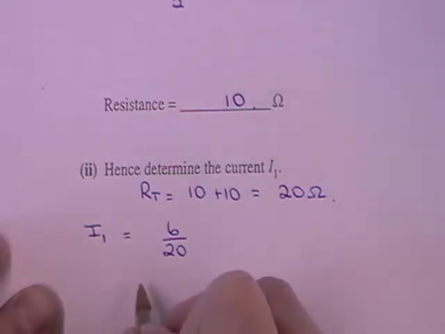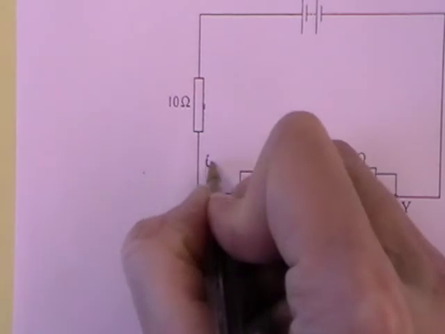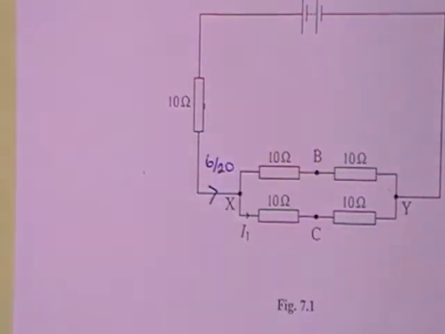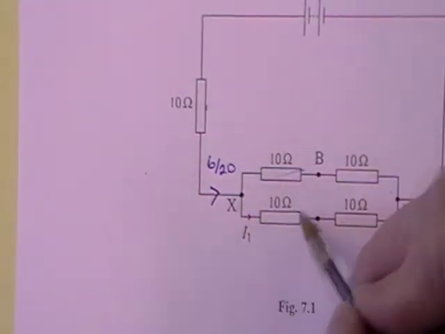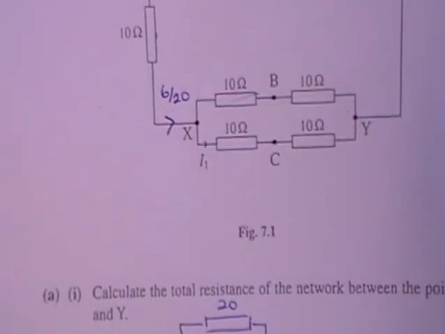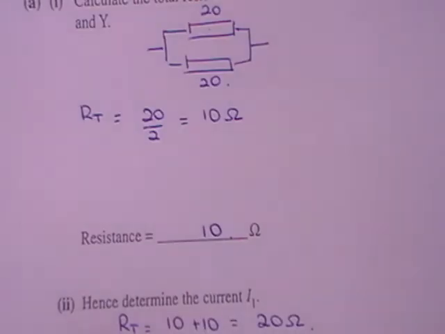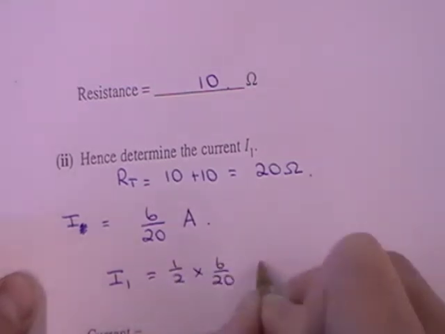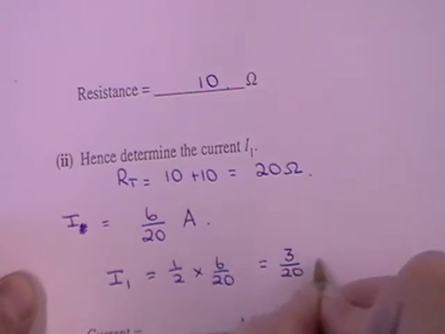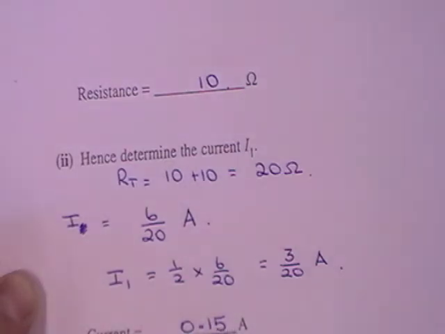6 over 20. But the current I1, sorry, I said that was I1, it's not, it's actually I in the circuit. And so that's 6 over 20 amps. So I'm just going to put it here. But because 6 over 20 is going to be split up between these two parts here, then the actual answer I1 is going to be half of 6 over 20. So I1 is equal to half multiplied by 6 over 20, which is actually 3 over 20 amps. Or if you do that as a decimal, it's 0.15 amps.